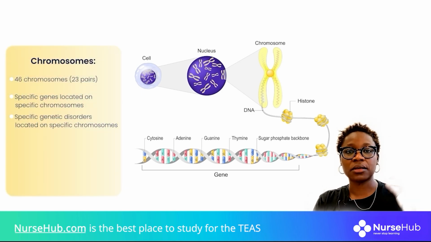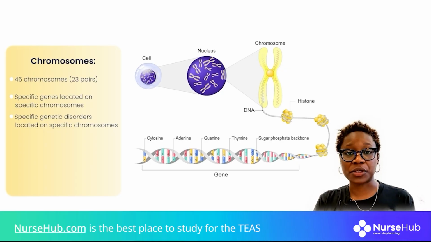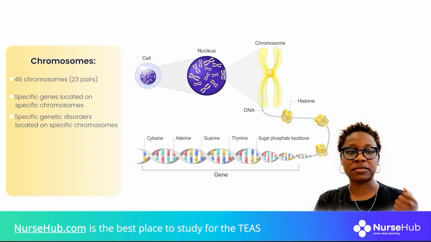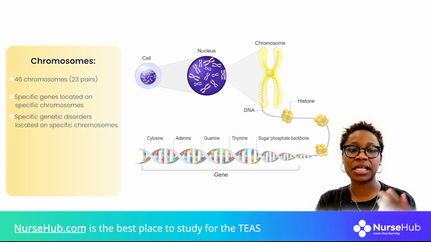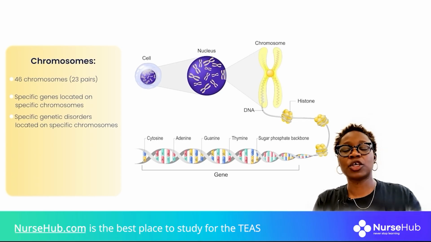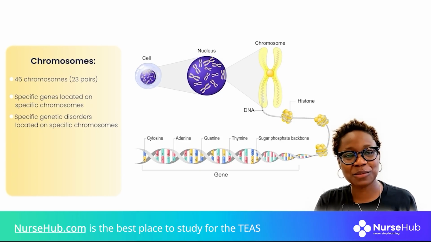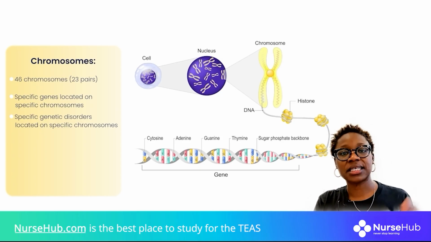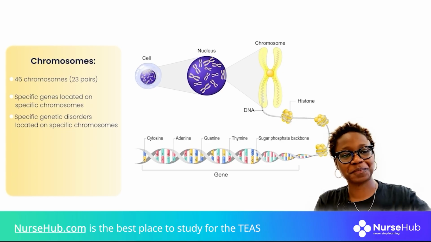So if we zoom out a little bit more, we have chromosomes. Chromosomes are thread-like structures that are found within the nucleus of the cell, sort of an organizational structure. They are made up of DNA along with the proteins that help organize and support the DNA itself. Humans typically have 46 chromosomes, which exist in 23 pairs, with 1 set inherited from each parent.